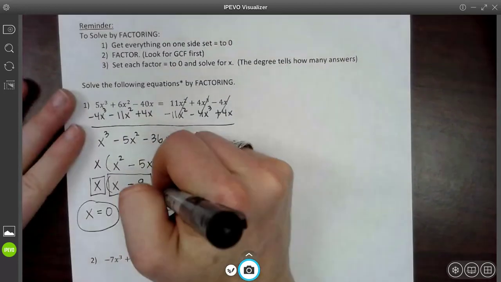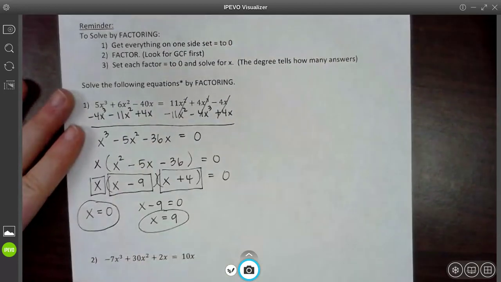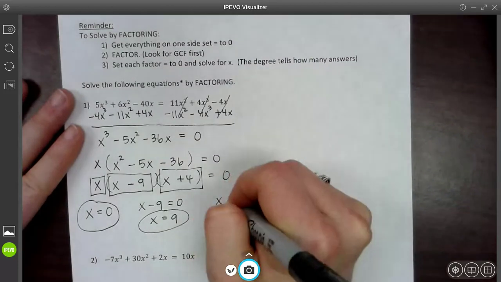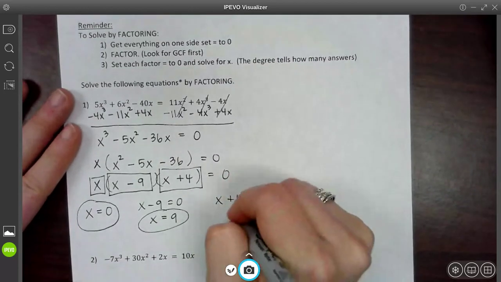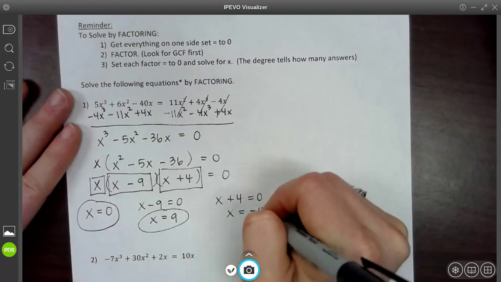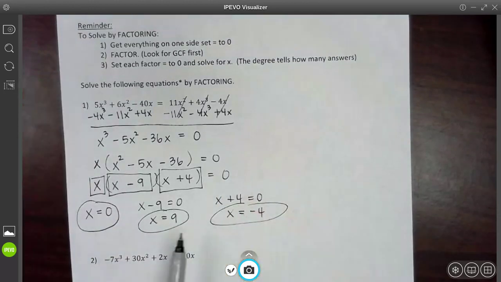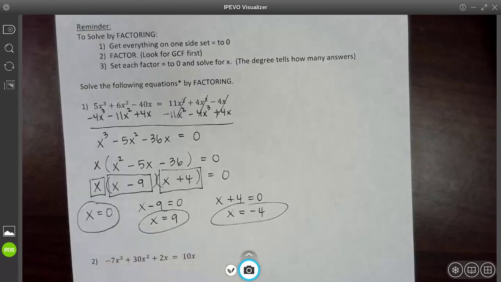And then what if it was the last factor that had to be 0? What's it going to take in order for an x plus 4 to equal 0? What would x have to be? Minus 4, x would have to be negative 4. And those are your 1, 2, 3 answers to a degree 3 equation. So we're still factoring. We're still setting equations equal to 0 and solving. We're just getting 3 answers instead of 2.